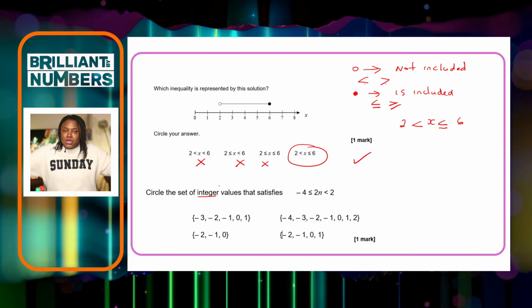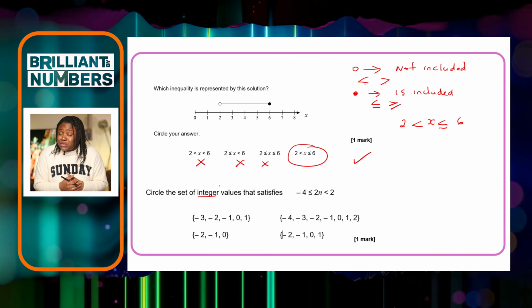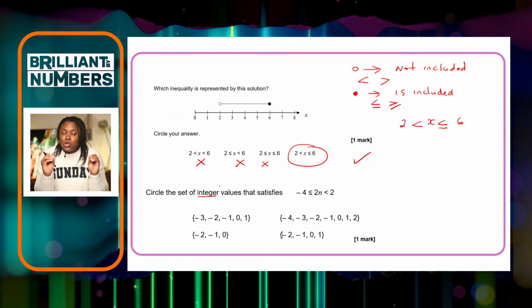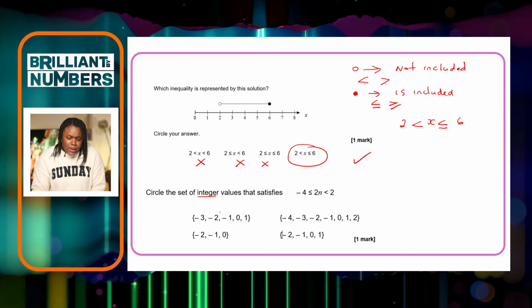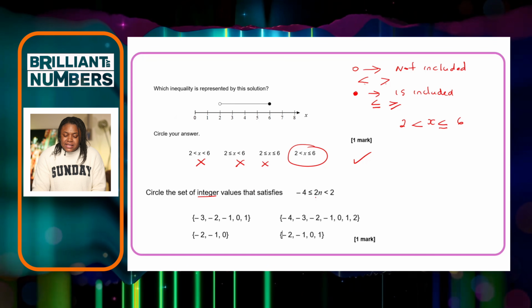So if you look at a number line, you're looking at integers. Notice you never see fractions or decimals on the number line. Even though they exist, we are only focused on the whole numbers. So we're asked to circle the set of integer values that satisfy this inequality.